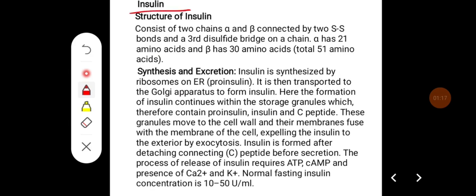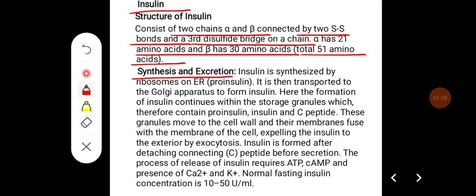Coming to the structure of insulin, it consists of two chains, alpha and beta, connected by two disulfide bonds, and a third disulfide bridge on the alpha chain. Alpha has 21 amino acids and beta has 30 amino acids, a total of 51 amino acids.